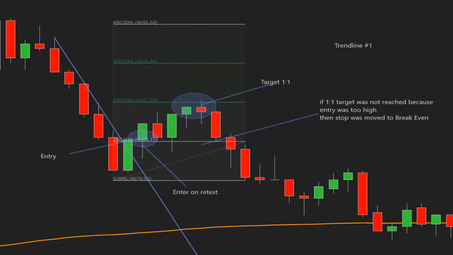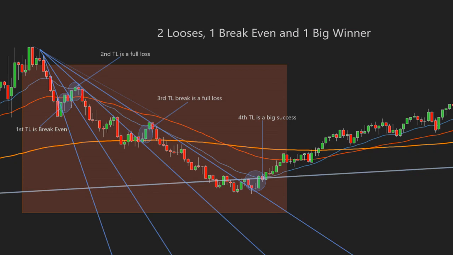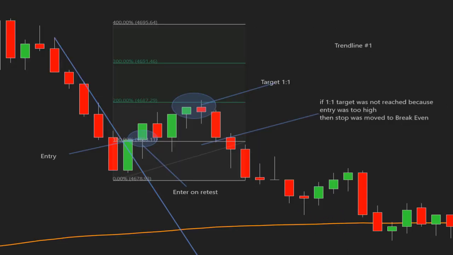Okay, so let's go back to this. We were looking at all these trend line breaks here. First one was a break even. Second one was a loss. Third one was a loss. Fourth one was a win that outperformed all the losers.